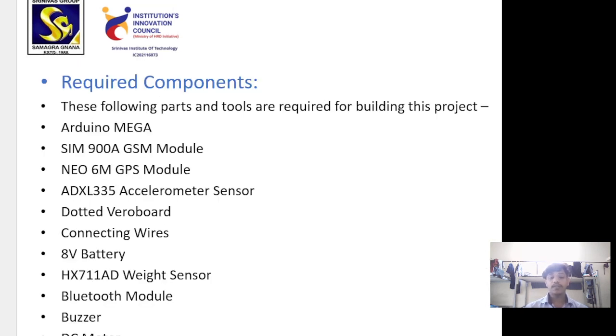The required components for this project are Arduino Mega, IM900A GSM module, NEO 6M GPS module, ADXL335 accelerometer sensor, dotted veroboard, connecting wires, 9-volt battery, HX711AD weight sensor, Bluetooth module, buzzer, DC motor, and ultrasonic sensor.